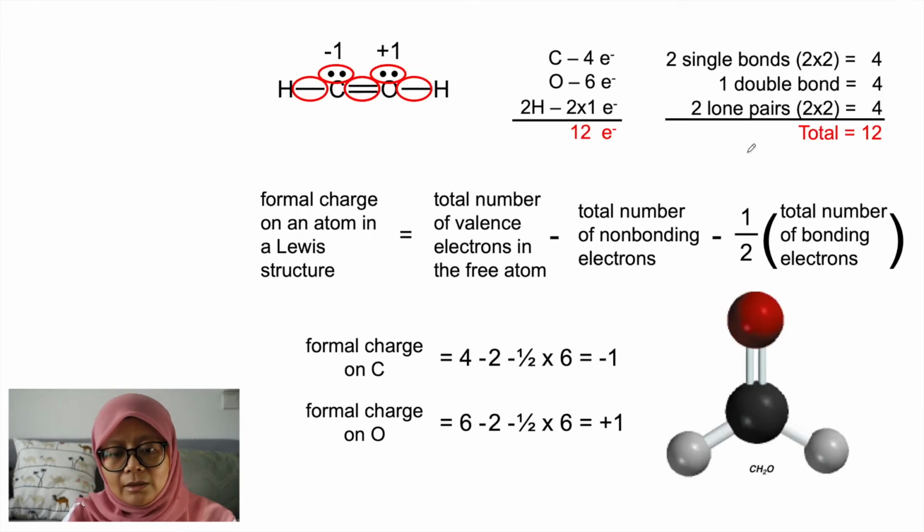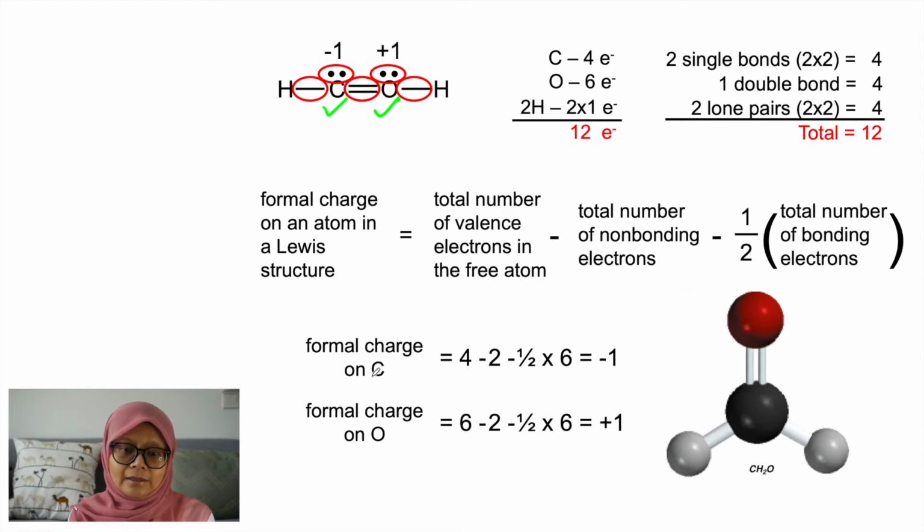So how do we determine this formal charge? Let's go to the first skeletal structure of formaldehyde. When you draw the Lewis structure, this is the Lewis structure of the first skeletal structure of formaldehyde, and you need to calculate the formal charge of each atom that we have in the structure. First, we have carbon and also oxygen.